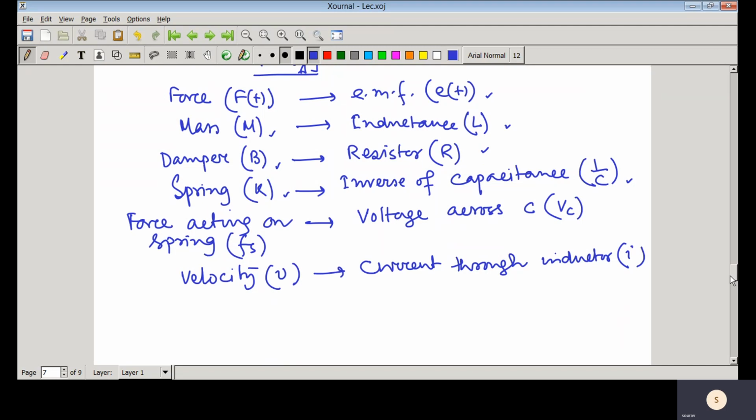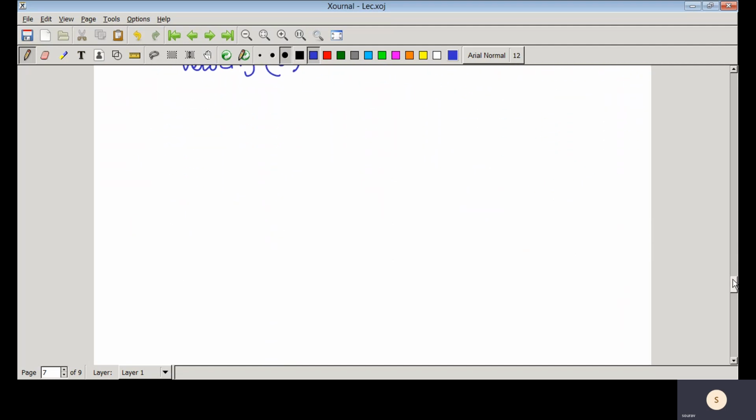So let us see one more example. This example is the modeling of a DC motor. Those who will be performing experiments in the control lab will be doing this particular experiment. And here this model is very simple. So our objective is to find out that model.